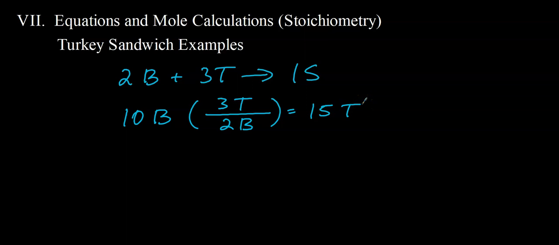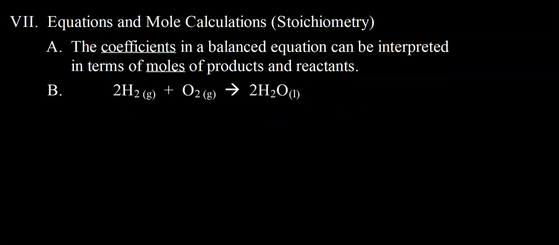So again, that's a pretty simple example of stoichiometry. You're given the amount of one substance, asked to find the amount of a different substance. Obviously, we're not going to be using bread and turkey and sandwiches, but we're going to be using grams and moles and molecules. So let's see how this works with a chemical equation. We'll go back to our example of the reaction between hydrogen and oxygen to produce water.